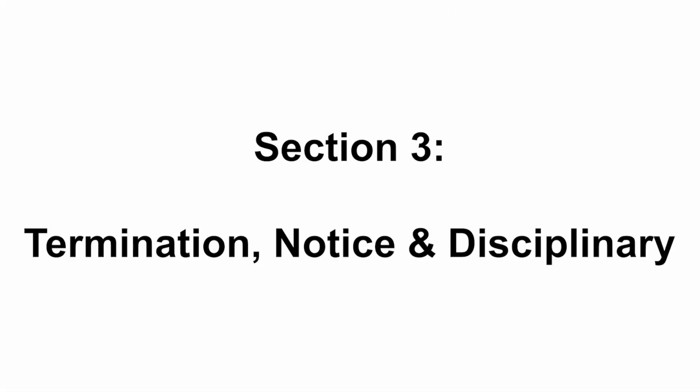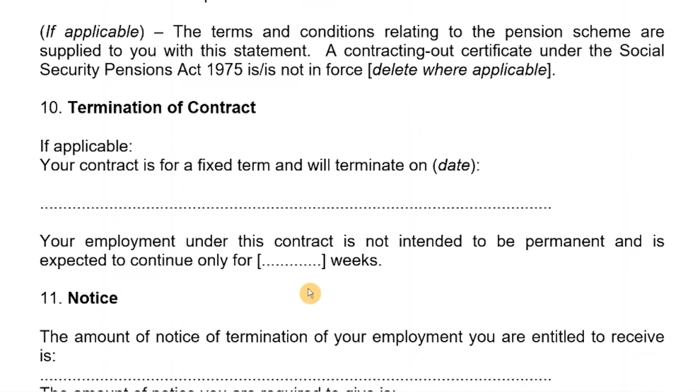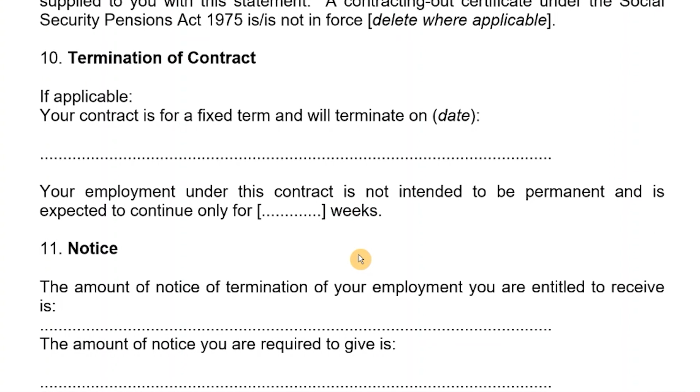The final section that leaves us to cover is termination, notice and disciplinary. So, termination of contract. Under this header, there are 3 options depending on the individual situation with your employee. They can be on a fixed term contract, and you can set a date on which that employment will terminate.